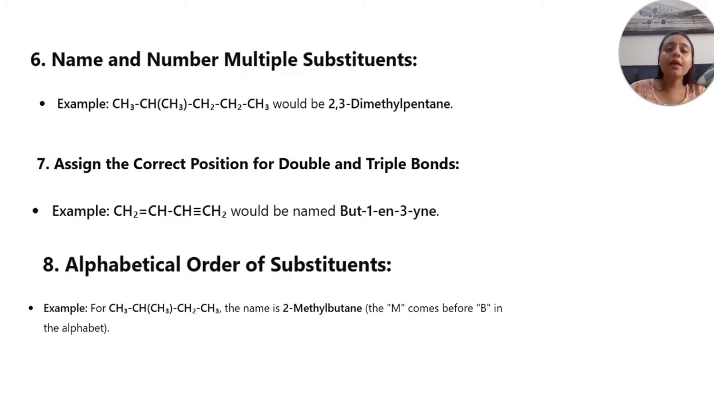Alright. Name and number the multiple substituents. You need to name them, how many methyl groups there are. Then assign the correct position for double and triple bonds like this. You can see what happens whenever there are double and triple bonds in the parent chain together. So which one do you give the numbering first? First you have a 4 carbon chain, 1, 2, 3, 4. So always remember, you can go from the double or triple bond, it's up to you. Like 1, 2, 3 and 4. Okay. So now it is but-1-ene-3-yne.